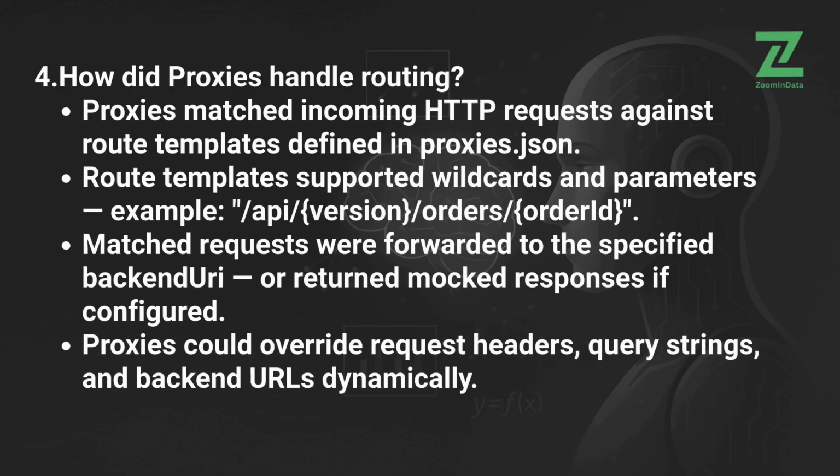How did proxies handle routing? Proxies matched incoming HTTP requests against route templates defined in proxies.json. Route templates supported wildcards and parameters. Example: api/{version}/orders/{orderId}. Matched requests were forwarded to the specified backend URI, or returned mocked responses if configured. Proxies could override request headers, query strings, and backend URLs dynamically.